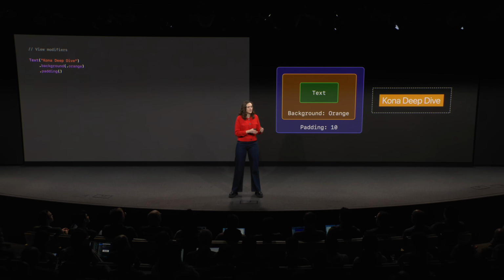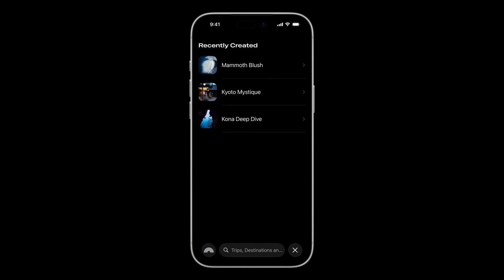While view modifiers customize individual views, composition is a technique to combine multiple views. You can build your own custom views by combining existing ones. Let's say I want to build one of these rows in the Search tab of Wishlist for Kona Deep Dive. I can use some of my built-in views from before.